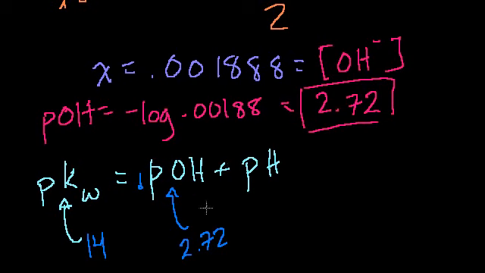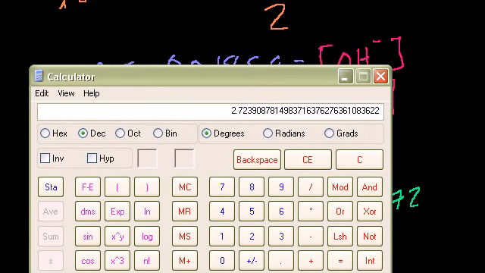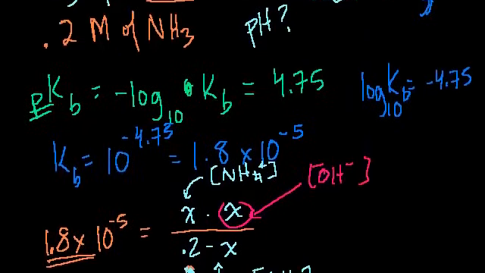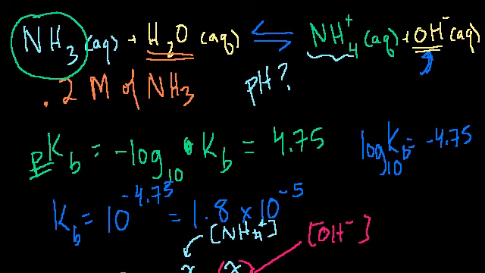And I don't want to confuse you too much. So what is your pH going to be? Your pH is going to be equal to 14 minus 2.72, which is equal to 11, let's just say 11.3. So your pH is equal to 11.3, which makes sense because we said this was a weak base. Ammonia is a weak base. So it's basic, so it should increase your pH above the neutral 7. So the pH should be greater than 7.